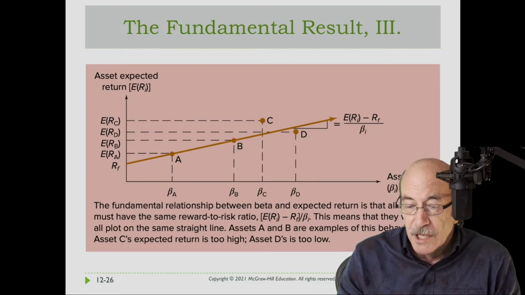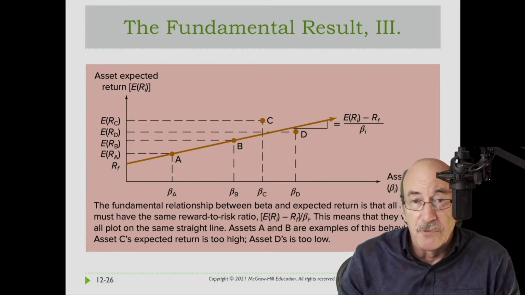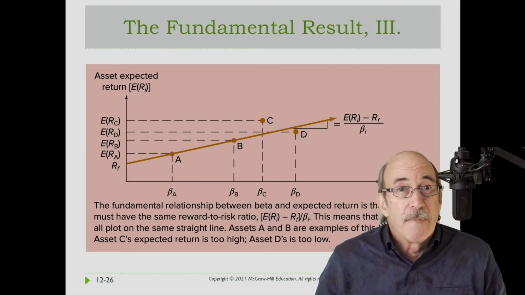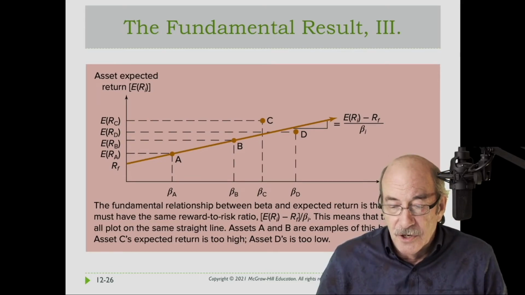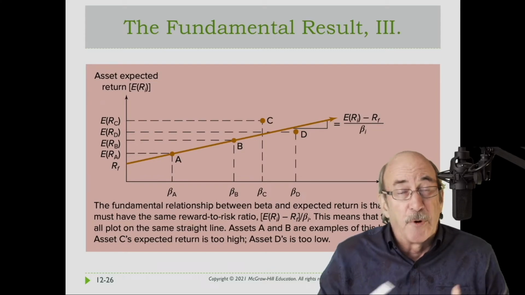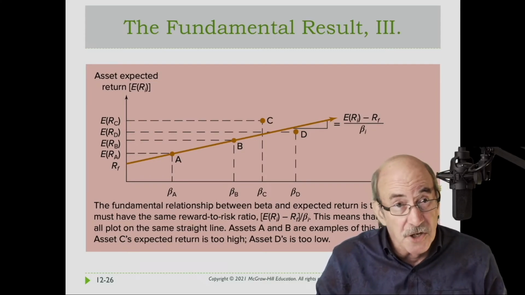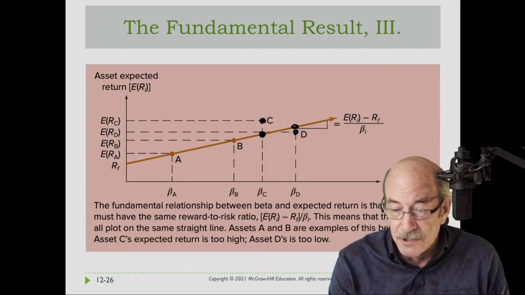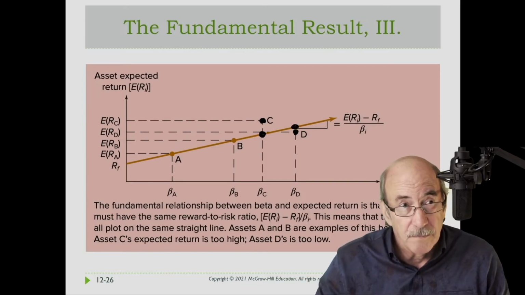Now, here's a situation where not only do we have asset A and B, but we also have C and D. And it turns out that there's this temporary disequilibrium in C and D. C is getting more return than it should. It should actually be down here on the line. And D is actually getting less return than it should. It should actually be up here.